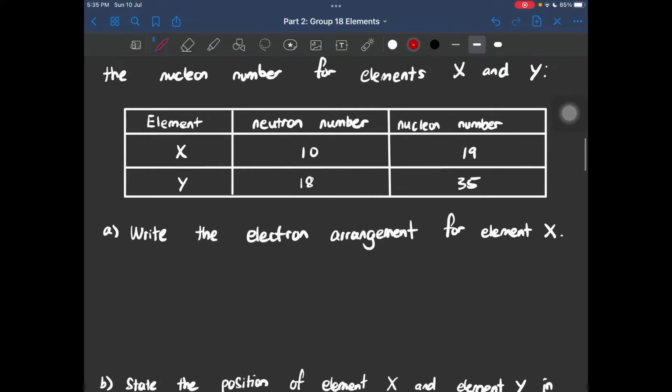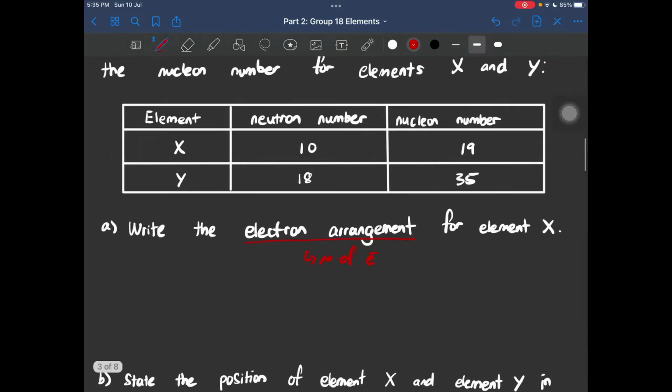So in order to obtain the electron arrangement, we need to know the number of electrons, right? And the number of electrons is equal to the number of protons for atoms. So in this case, we're not given the proton number. We're given the neutron number and also the nucleon number.